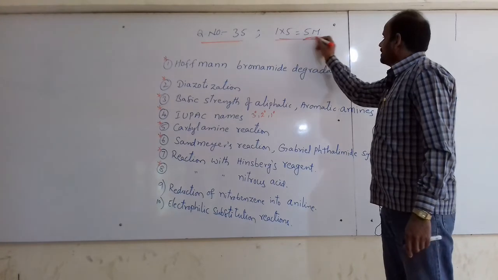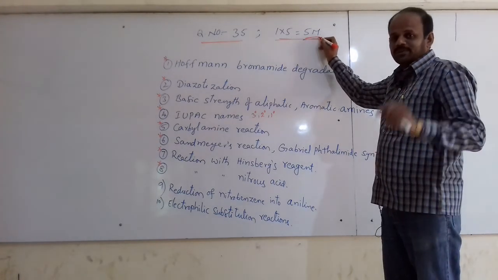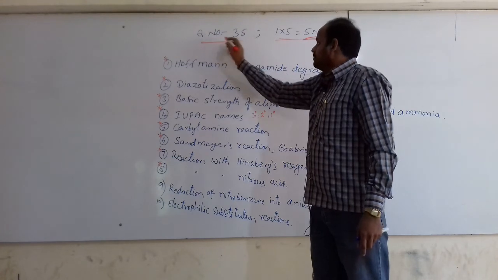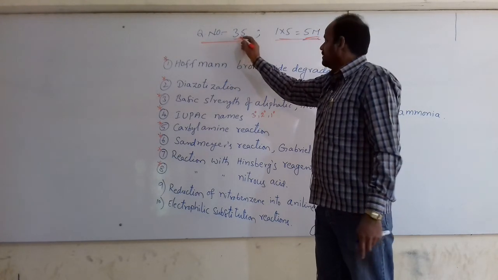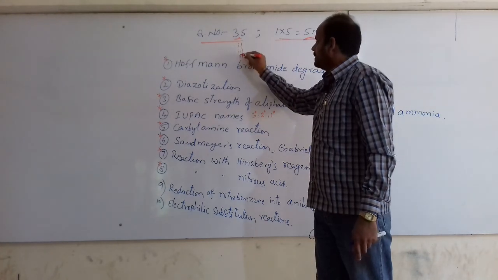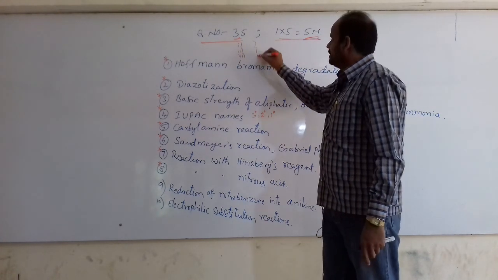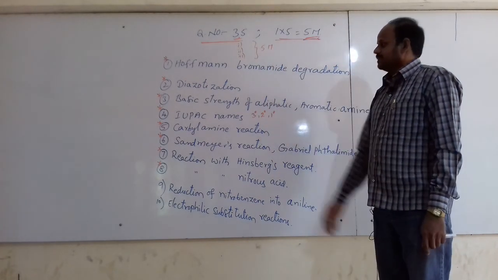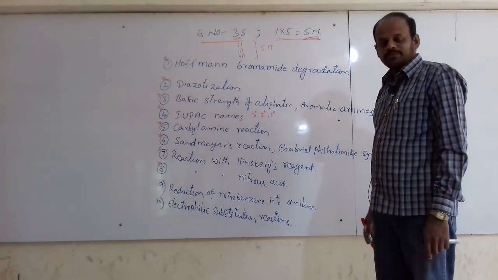And what is the weightage of this chapter? 5 marks. Okay, one 5 marks question will come. And in the final examination, question number 35. In 35 they will give 3 bits, 1, 2, 3 like this. Okay, in total these 3 have 5 marks, based on this amines chapter. Okay, thank you.